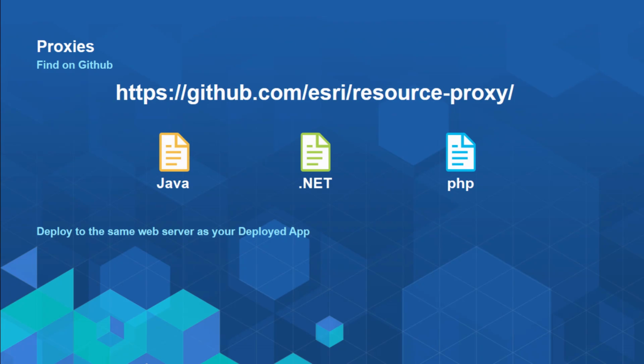The resource proxy is on GitHub. It's really 3 different applications that have the same configuration steps. We have versions for Java web servers, for .NET, and for PHP. This is generally deployed to the same web server as your app itself, so it's on the same domain and the same host name. These are all on GitHub. You can get the best version for your deployment environment and use that.